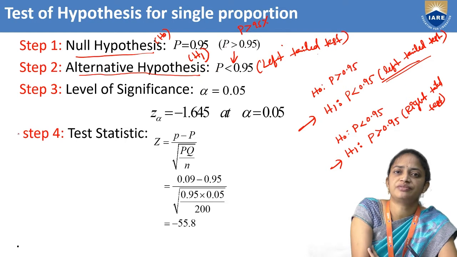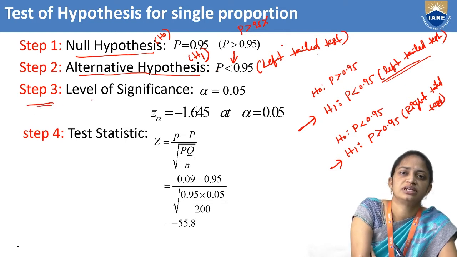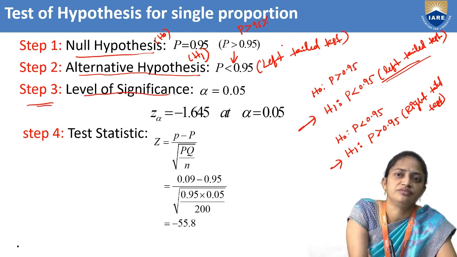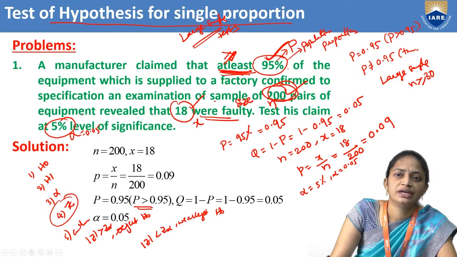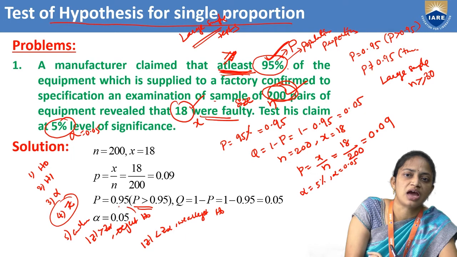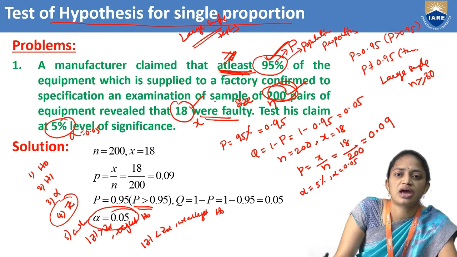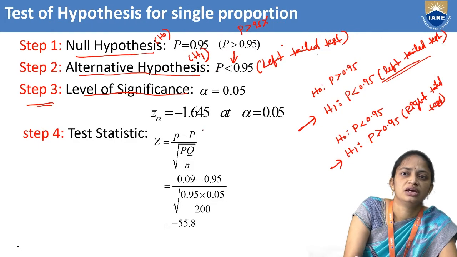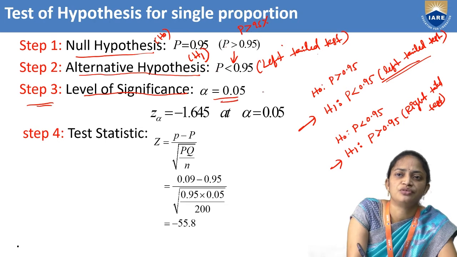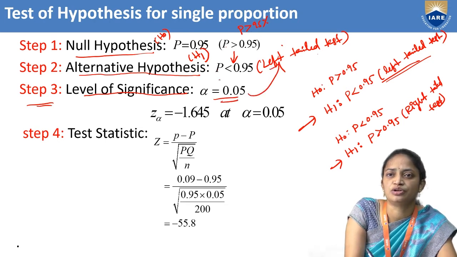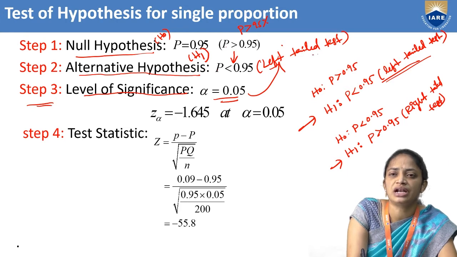Next is step 3, the level of significance. Here they have given the alpha value, which is 0.05. The alpha value is 0.05 in a left-tailed test.